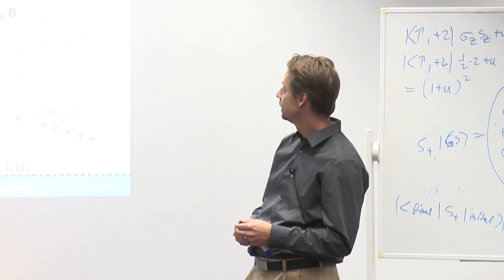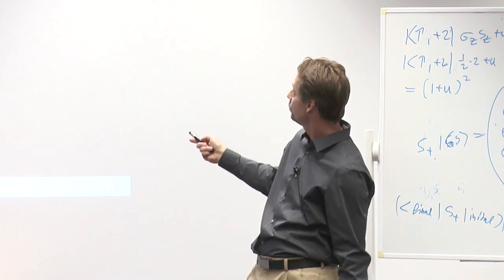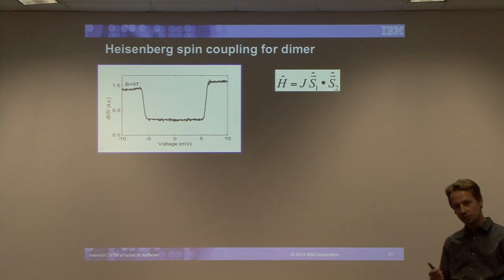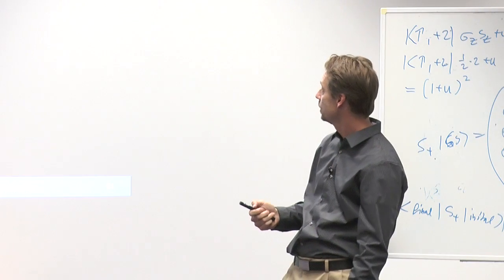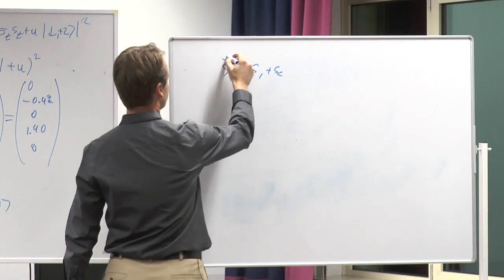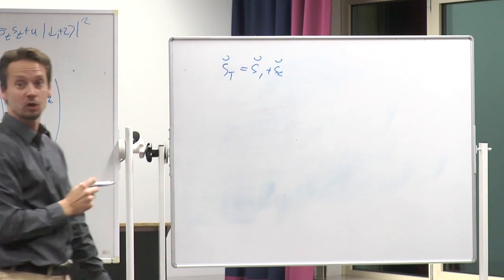Pretty simple, right? So we use the Heisenberg interaction, J S1.S2, as a way to model this kind of system. This is simple. For the Heisenberg interaction, S total is S1 plus S2, right? That's just the definition of the S total operator.